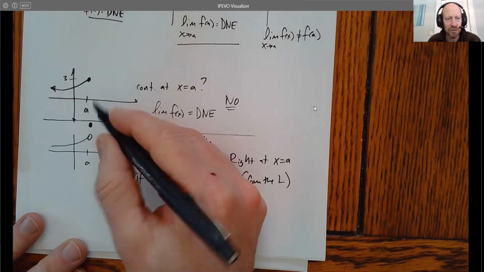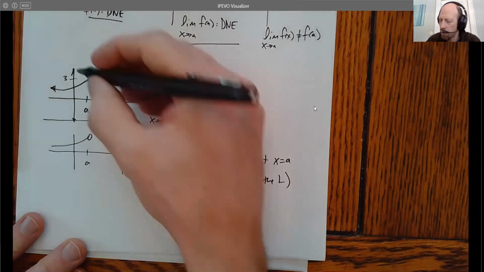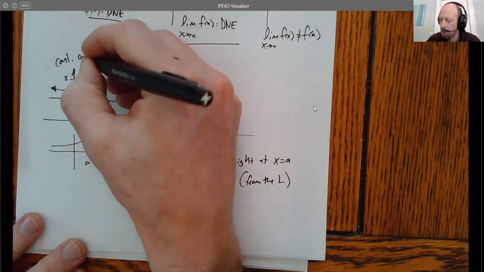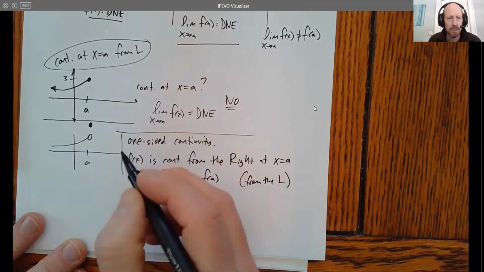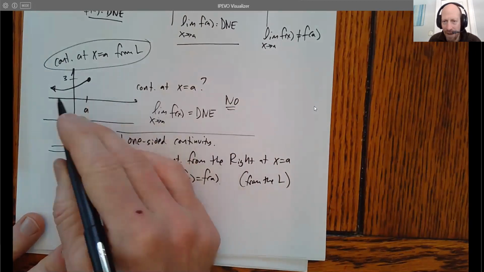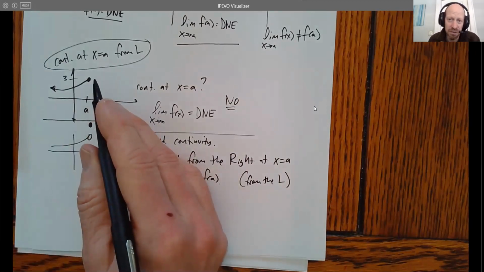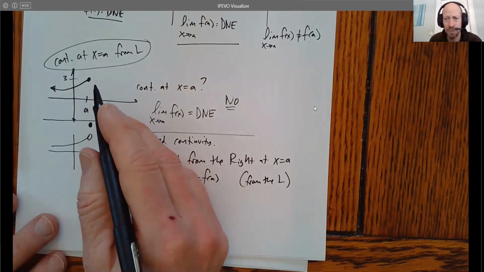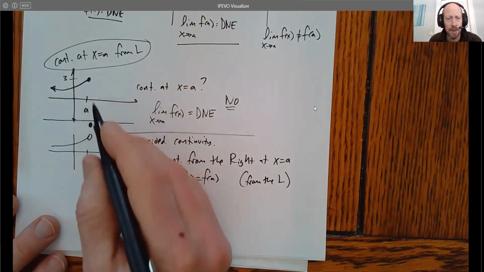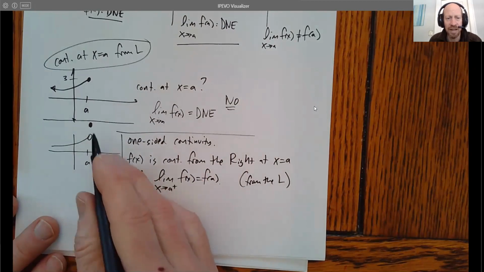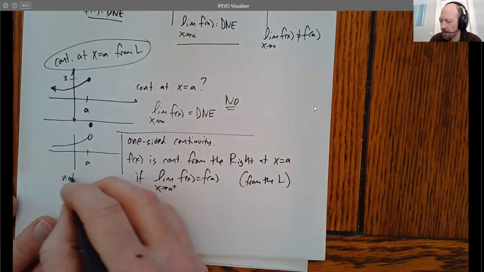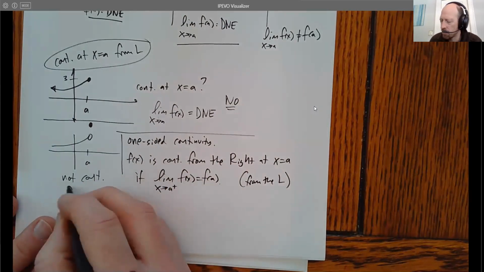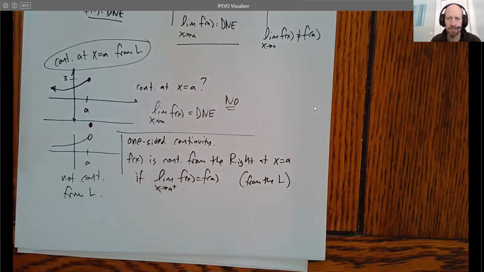So here, looking at these two scenarios, this top one would be continuous at x equals a from the left, right? The one-sided limit matches up with the function value, and that's kind of good, right? We are a little prejudiced. We prefer continuous functions. In the bottom function, that doesn't work, right? The one-sided limit and the function value are different, so this is not continuous from the left. If you're not continuous from the left, then you're not continuous at all.